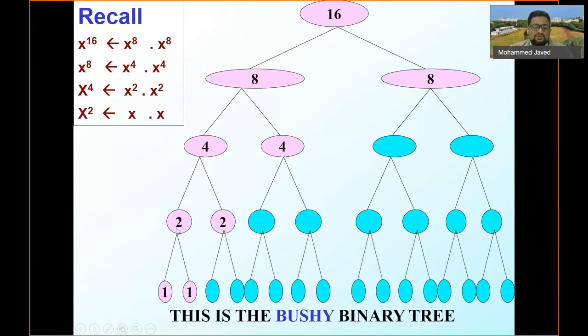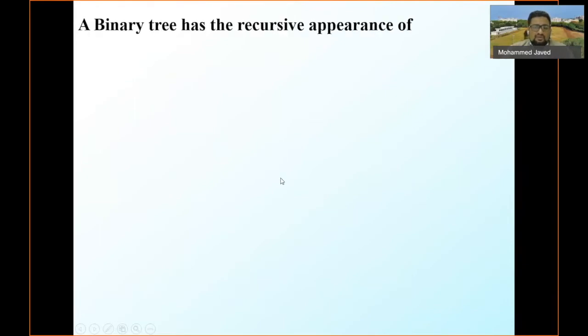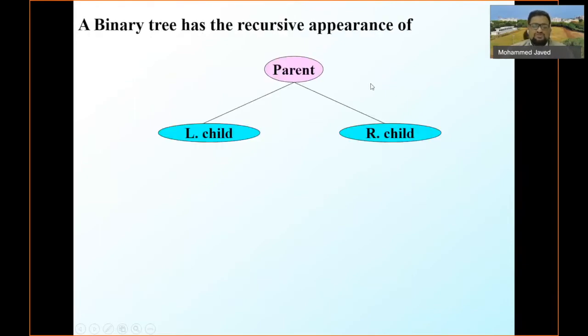4 is again split into 2 and 2, and 1 into 1. So this is the bushy binary tree. This is an example of a bushy binary tree. And now a binary tree has a recursive appearance. When you closely see a binary tree, we will see that it has a recursive appearance of parent, left child, and right child. So parent, left child, and right child.